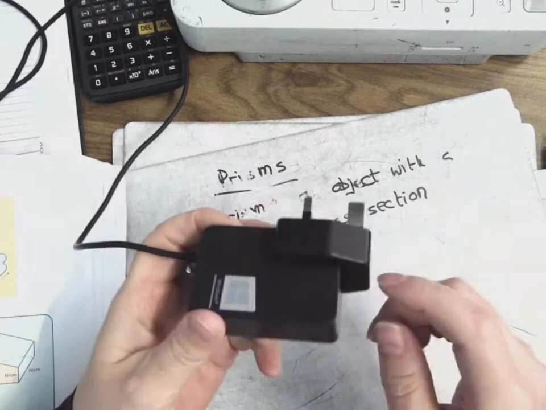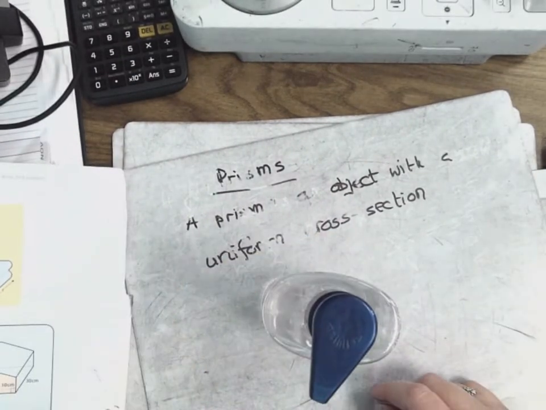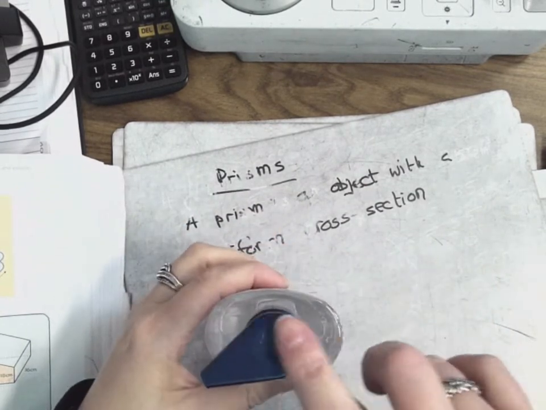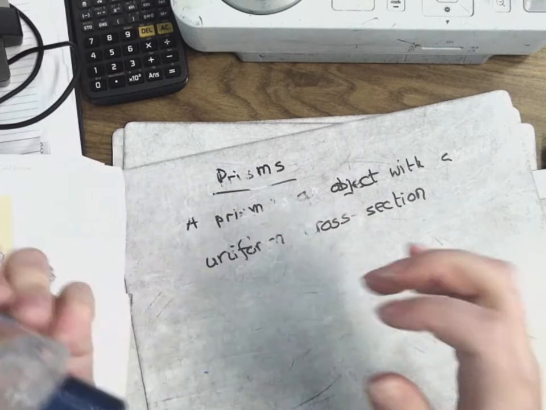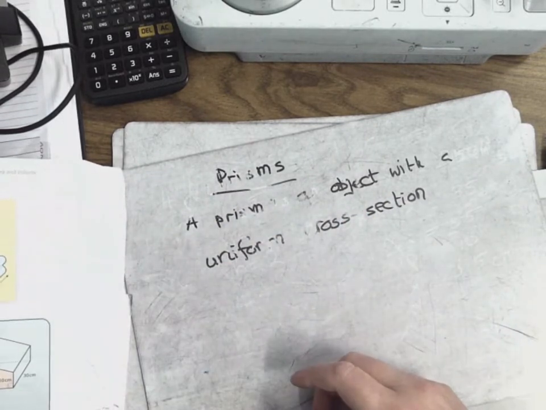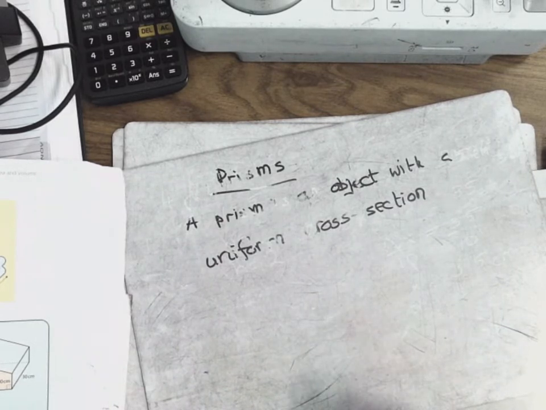And it's not the same the whole way through. This is not a prism, because this is the shape up at the top, this is the shape down at the bottom, it's not the same. So a Pringles box is a prism. A Toblerone bar is a prism. What else is there?